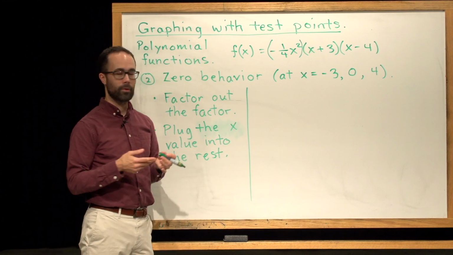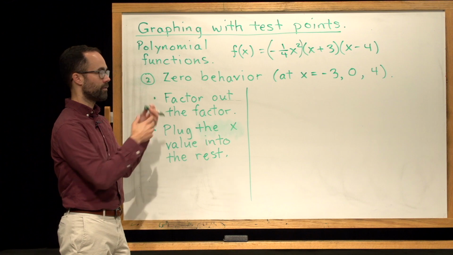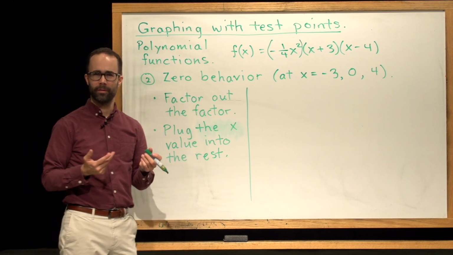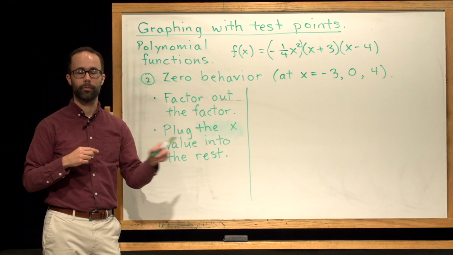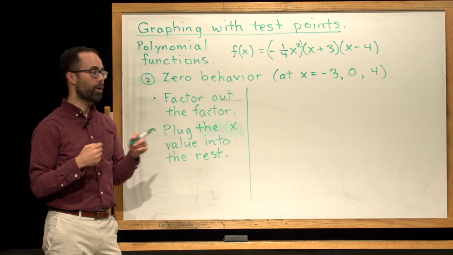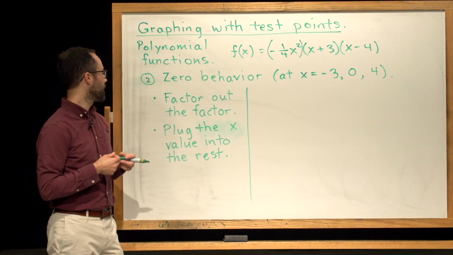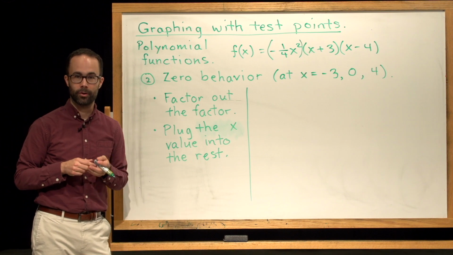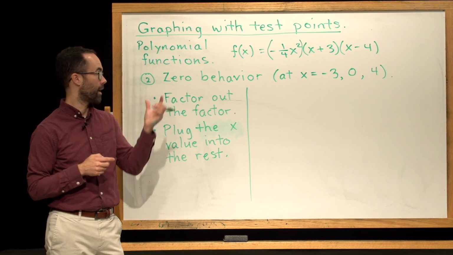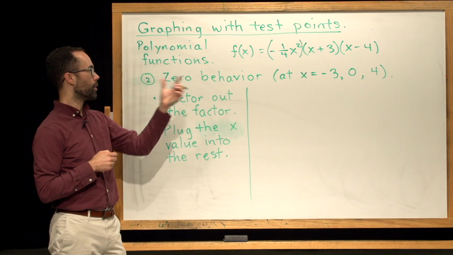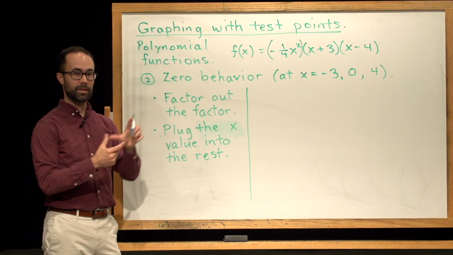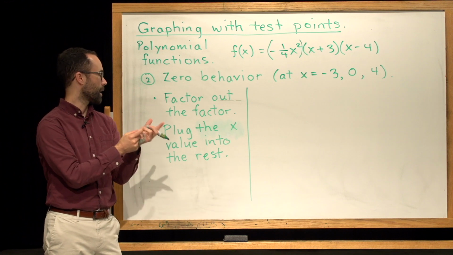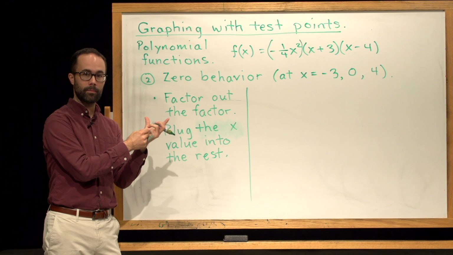So assuming that you've found all the zeros of your function, and in factored form, that's not too hard to do, we're interested in what the behavior of the curve is, what the graph looks like, near all 3 of those values. And so we'll consider all 3 in sequence. And the idea here is twofold. So first, we need to factor out the factor. And that sounds a little strange, but we have 3 factors here. We'll pull out one at a time and consider what's left. So when you look at the rest of it, we will then plug the x value into that remaining portion.